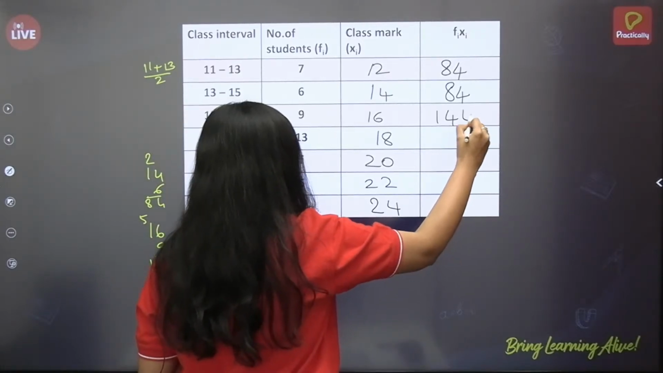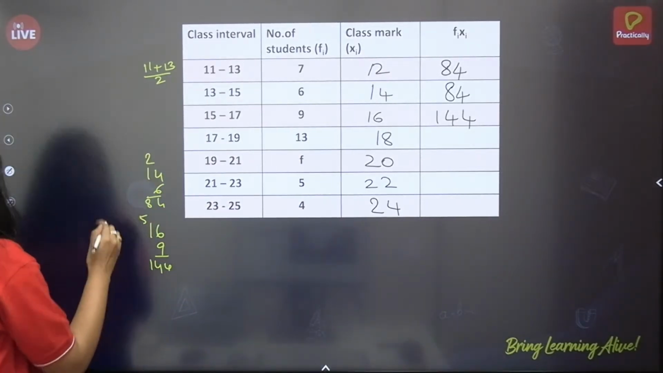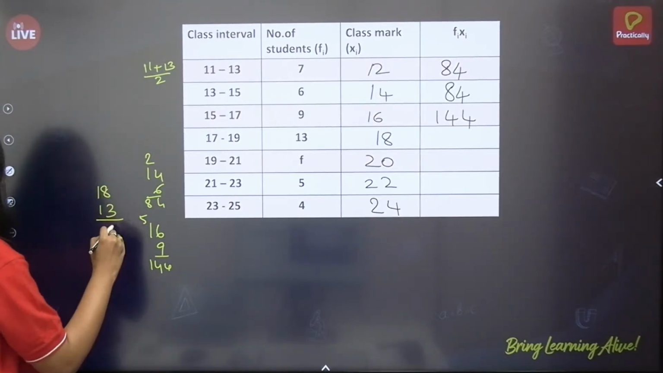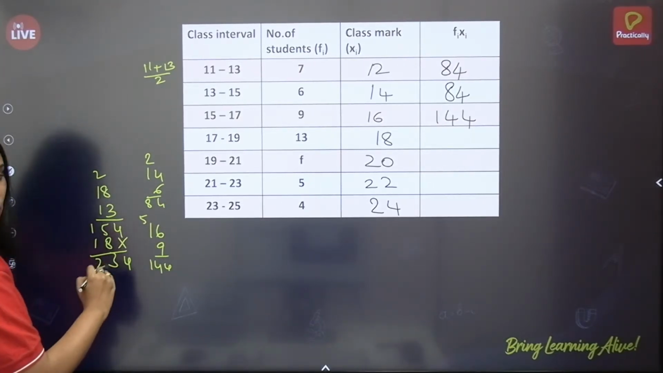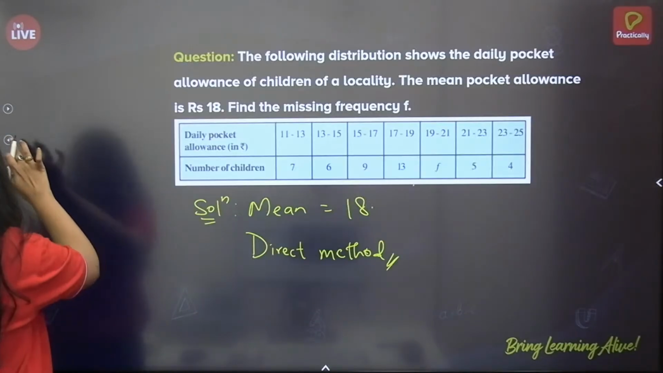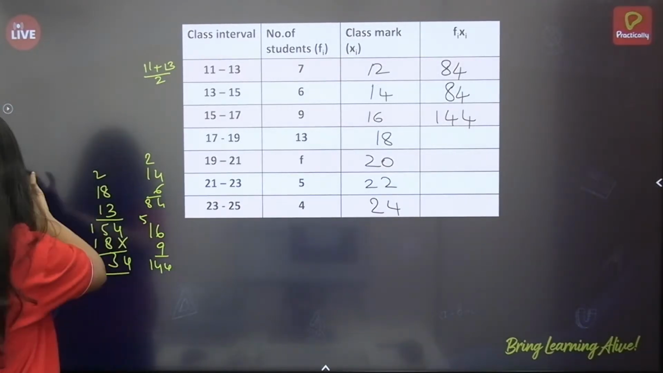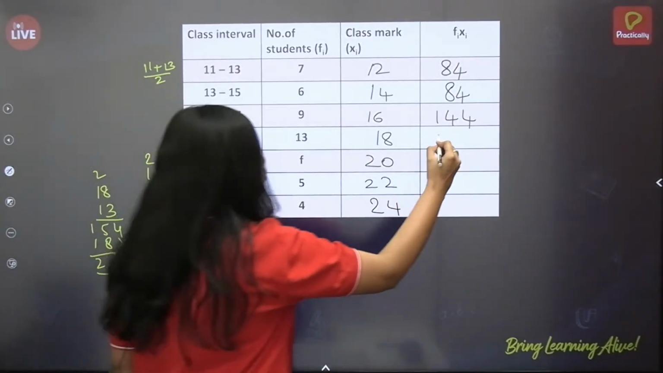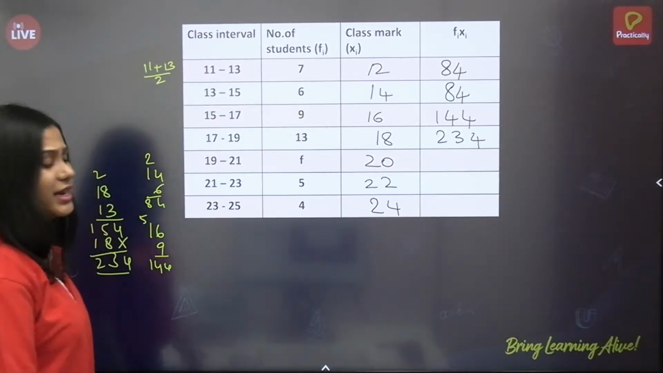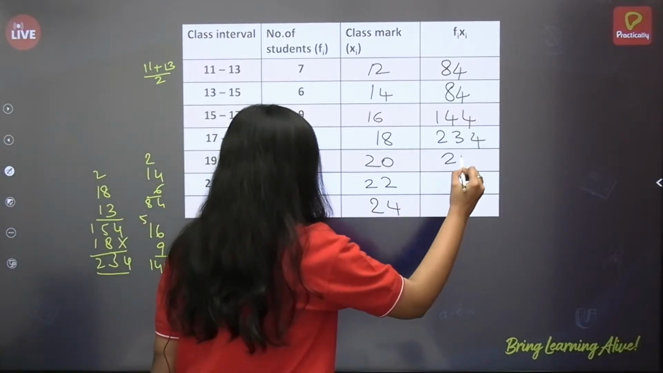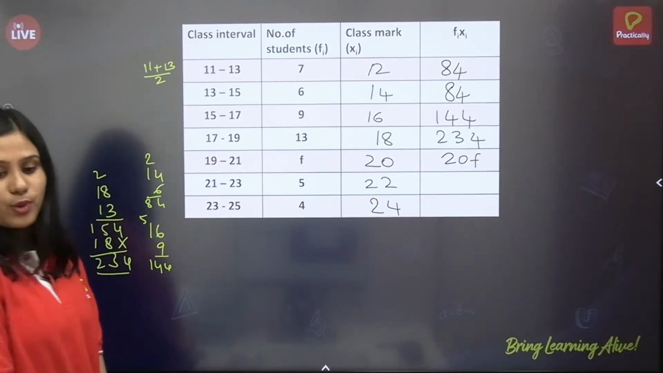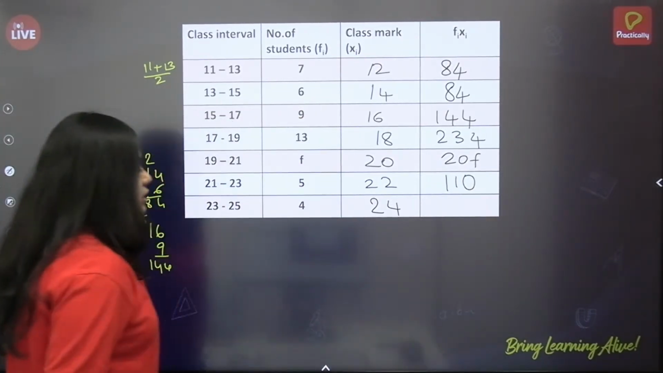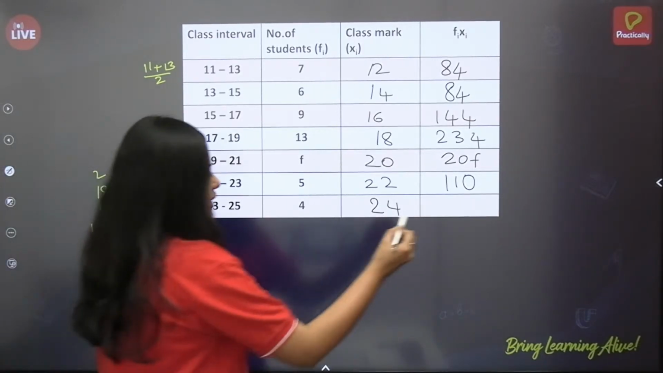Next is 18 into 13. 3 8s are 24, 3 1s are 3 plus 2, 5, 1 8 is 8, 1 1 is 1. 234. Very good. Next, 20 into f, 20f. Super easy. 22 into 5. What is 22 into 5? 5 2s are 10, 5 2s are 10, 11, 110. 24 into 4. 4 4s are 16, 4 2s are 8, 9, 96.